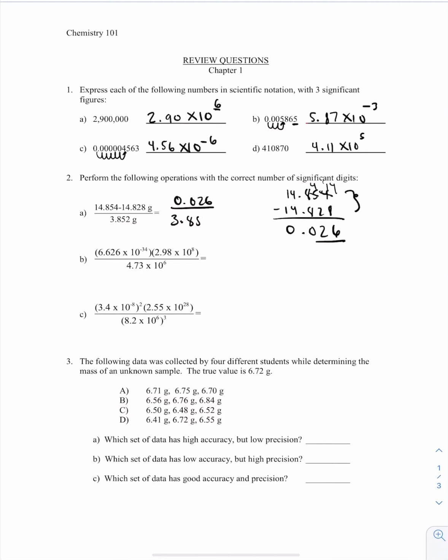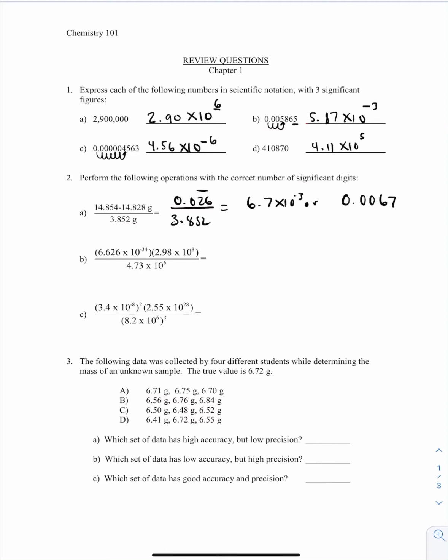So we could write it down like this, and since we're dividing, we know the rule for division is taking the least amount of sig figs, which clearly here is 2 because of the 0.026. We only have 2 significant digits here. So our final answer should report only 2 significant digits. When we divide on the calculator, we get 6.7 times 10 to the negative third, or 0.0067. Okay? And that is how you do part 2A.